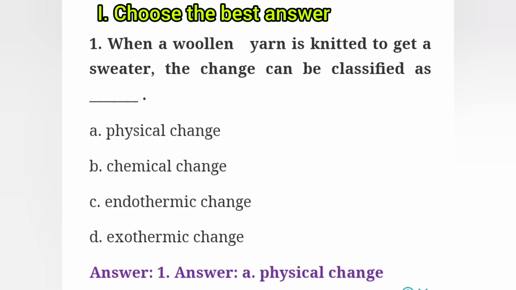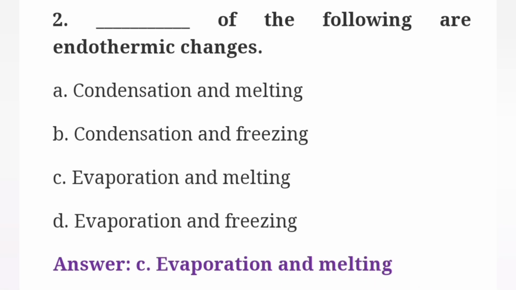First one, when a woolen yarn is knitted to get a sweater, the change can be classified as dash. Answer: option A, physical change. Second one, dash of the following are endothermic changes. Answer: option C, evaporation and melting.